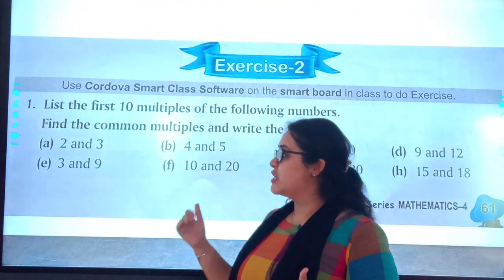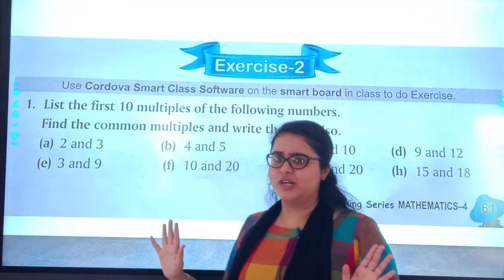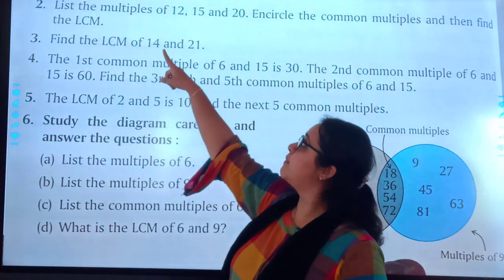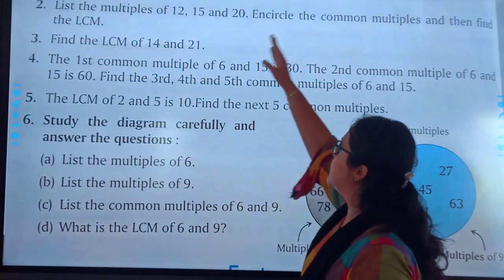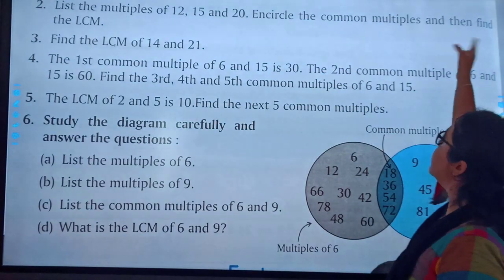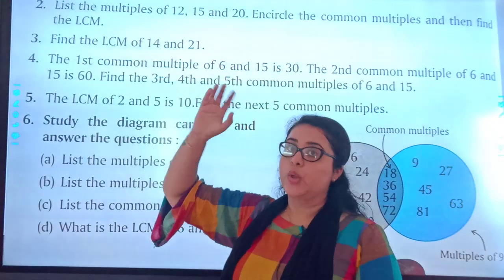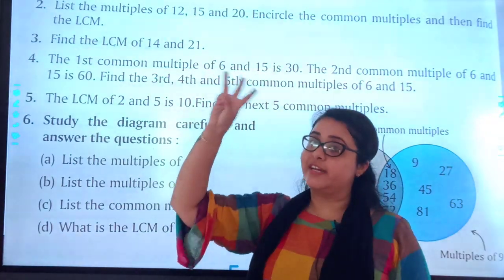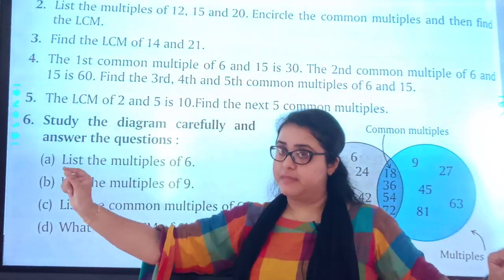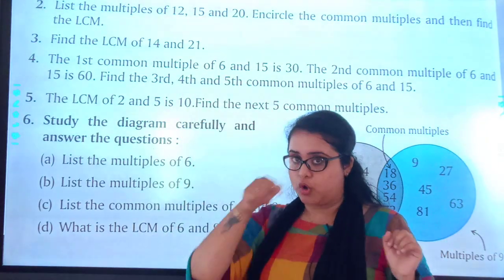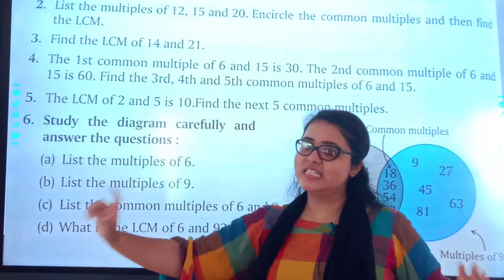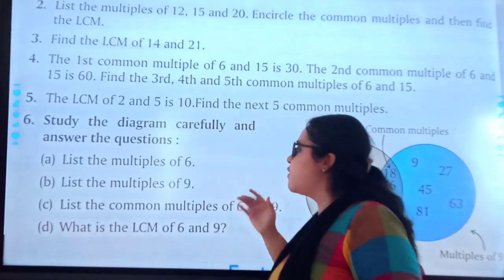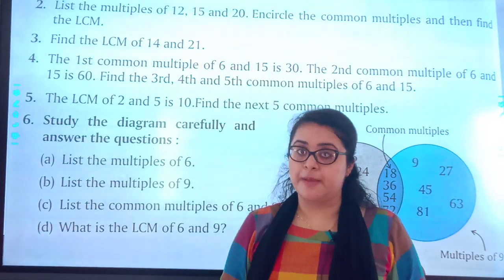Okay students? So I know that my lovely students are able to solve question number 1. Question number 2. List the multiples of 12, 15 and 20. Encircle the common multiples and then find the LCM. We are supposed to list the common multiples of 12, 15 and 20. You will write the multiples, then you will find the common ones and then the LCM. All these types of sums are based on the same idea.